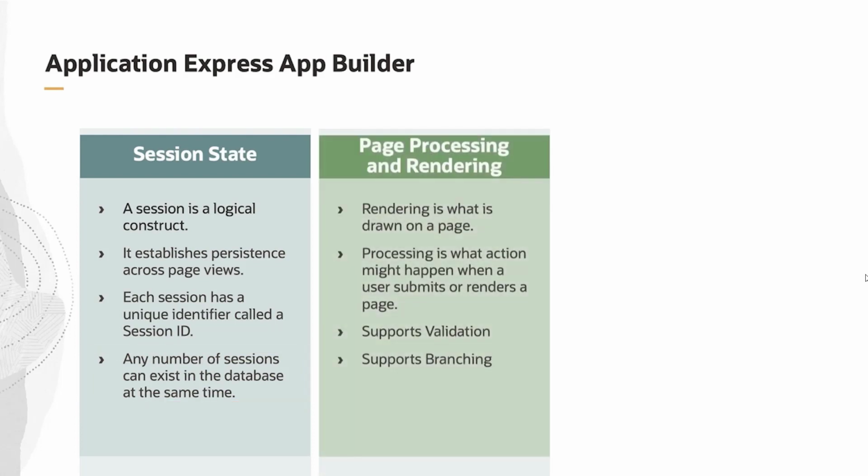Now, page processing and rendering. So rendering is what is drawn on the page. Processing is what happens once a page is submitted or once a page is rendered. So for instance, you might have a process that adds sales tax onto an order when somebody clicks a button. It also supports validation. For instance, maybe you want to ensure that an item on the page is not empty. And it also supports branching. So once you submit the page, it navigates to another location.